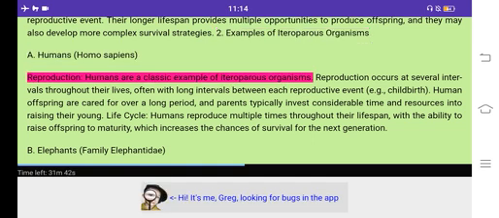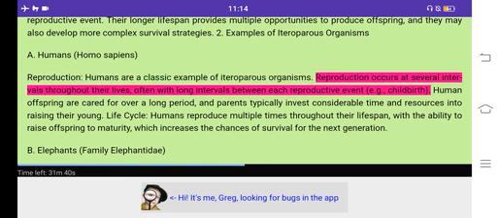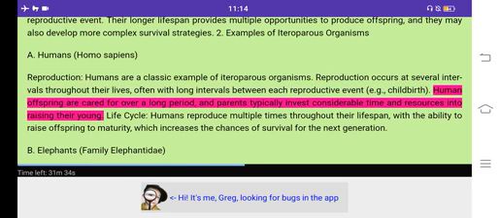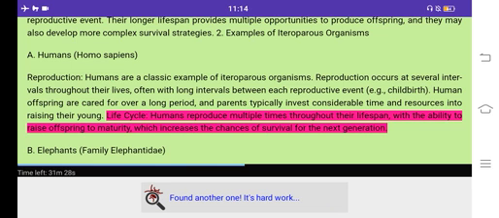Humans are a classic example of iteroparous organisms. Reproduction occurs at several intervals throughout their lives, often with long intervals between each reproductive event, e.g., childbirth. Human offspring are cared for over a long period, and parents typically invest considerable time and resources into raising their young. Life cycle. Humans reproduce multiple times throughout their lifespan, with the ability to raise offspring to maturity, which increases the chances of survival for the next generation.